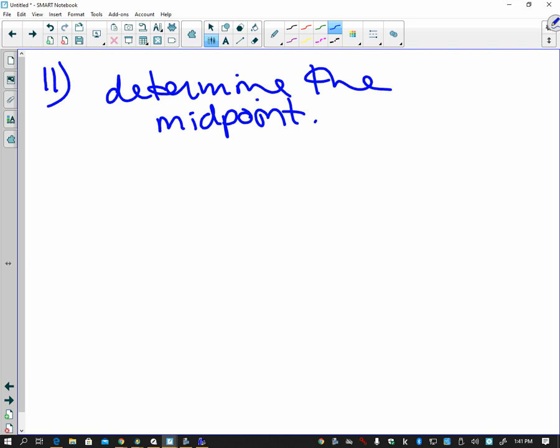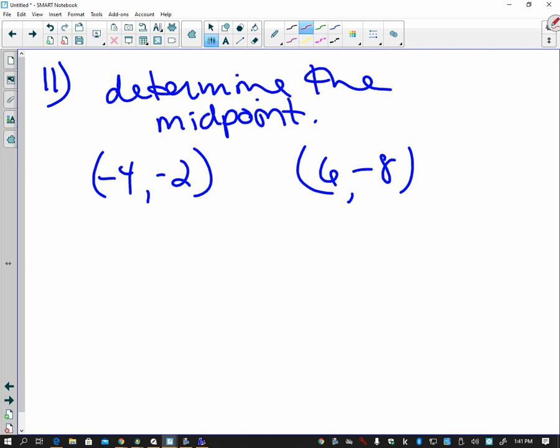Okay, determine the midpoint. Let's see. Somebody give me some coordinates. Numbers. Just throw out some numbers. 4, maybe 2, 6, maybe 8. Okay. All right, midpoint formula is what again? Over 2. Well, y1 plus y2 over 2. Okay, very good.